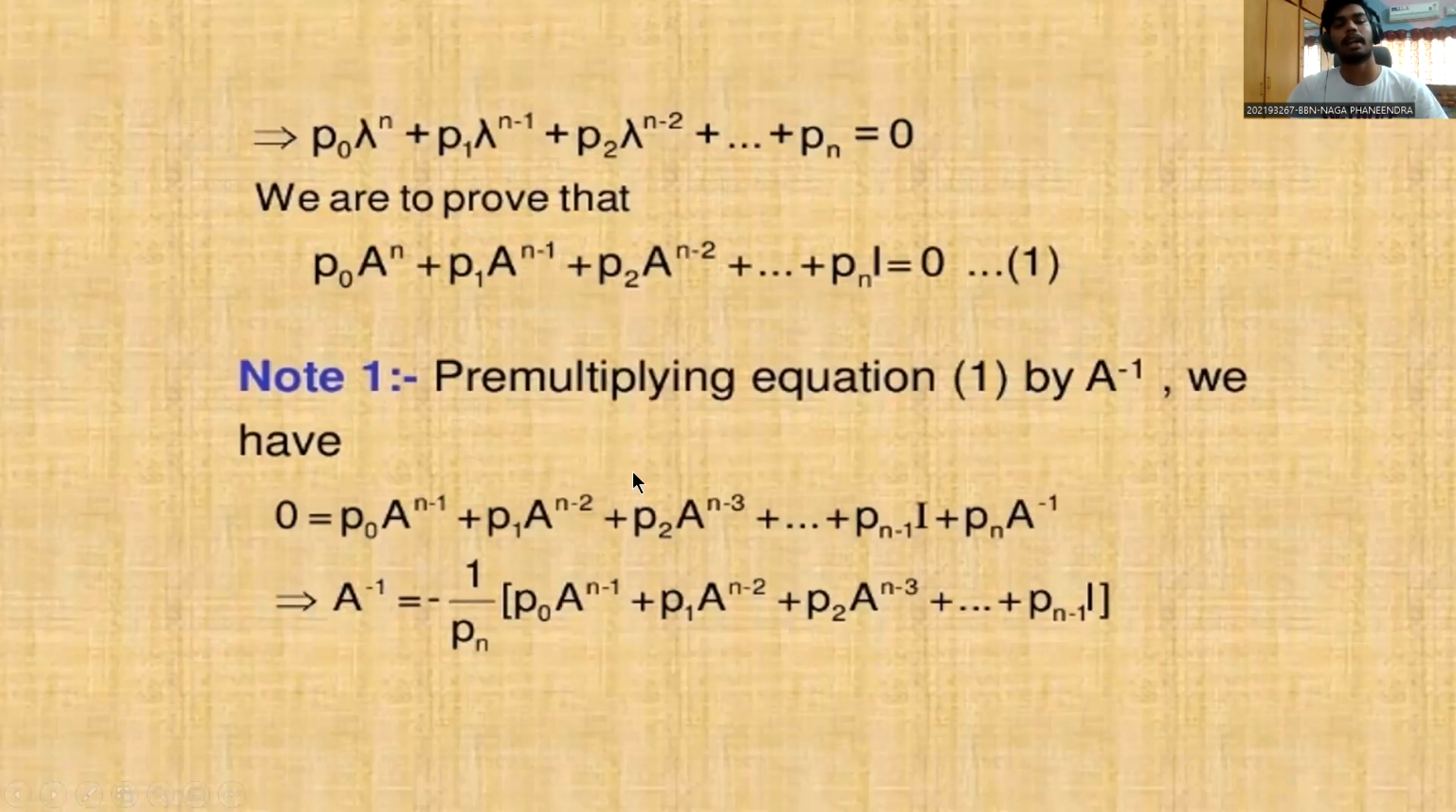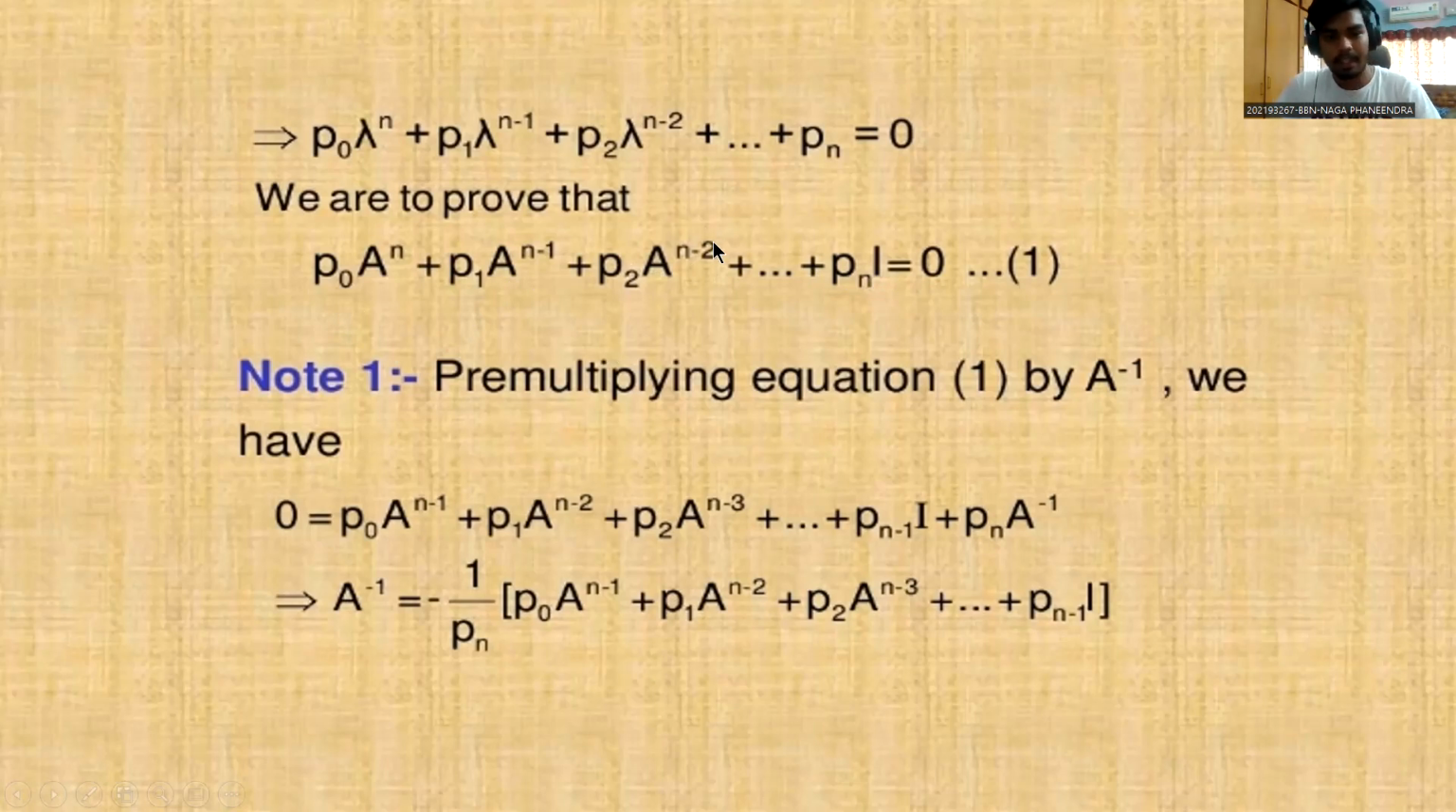So P0 λ^n + P1 λ^(n-1) + P2 λ^(n-2) and so on, up to Pn λ^0, is equal to 0. Now we have to prove that P0 A^n + P1 A^(n-1) + P2 A^(n-2) and so on, up to Pn I, is equal to 0. So note 1: pre-multiplying the equation with A inverse.